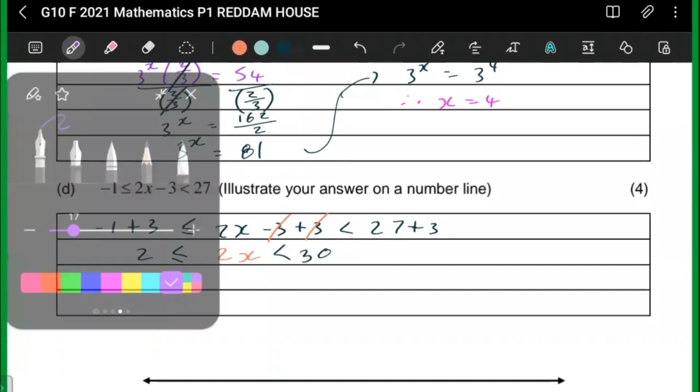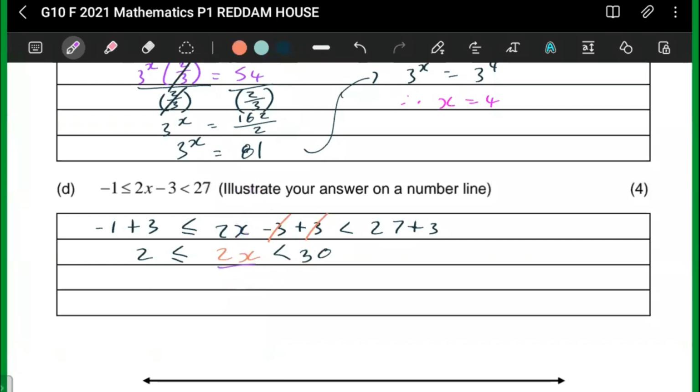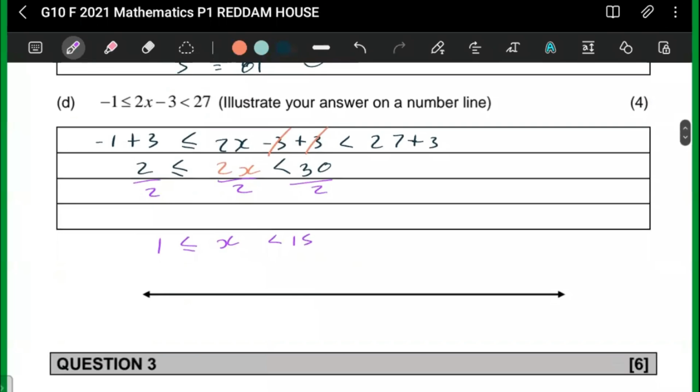So all this being done, you can divide by 2 everywhere. Divide by 2, divide by 2, divide by 2. This is going to give you a 1, this here is going to give you an x, and this here is going to give you a 15. So we might as well draw our number line here. All this is telling us is that our set of answers for x are numbers that are bigger or equal to 1, but smaller than 15. So in a situation like that, let's just draw a number line.